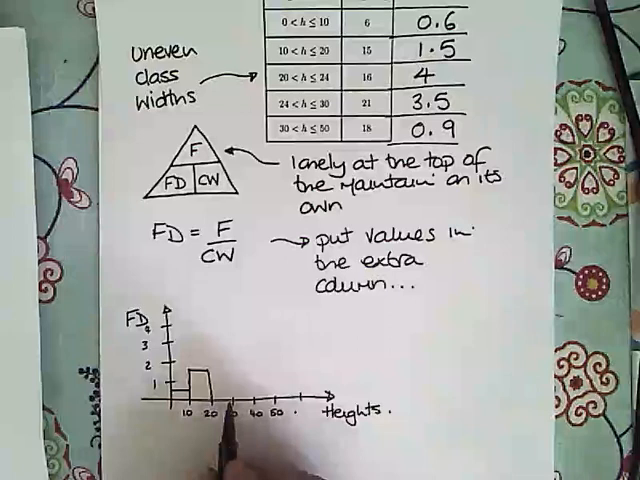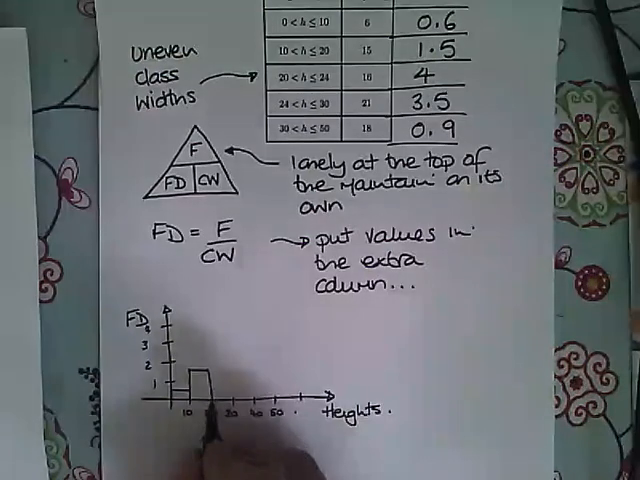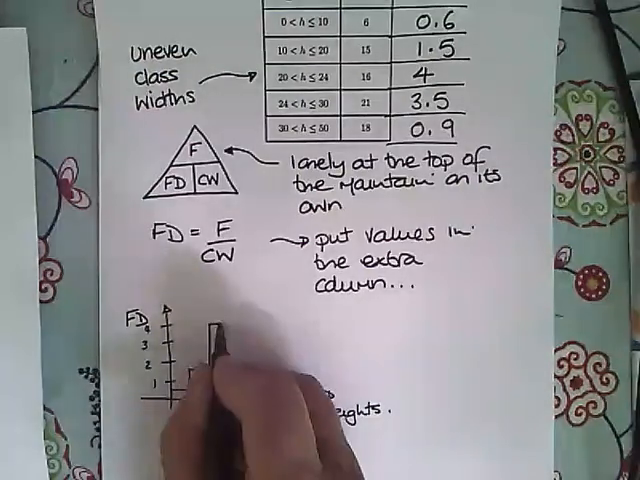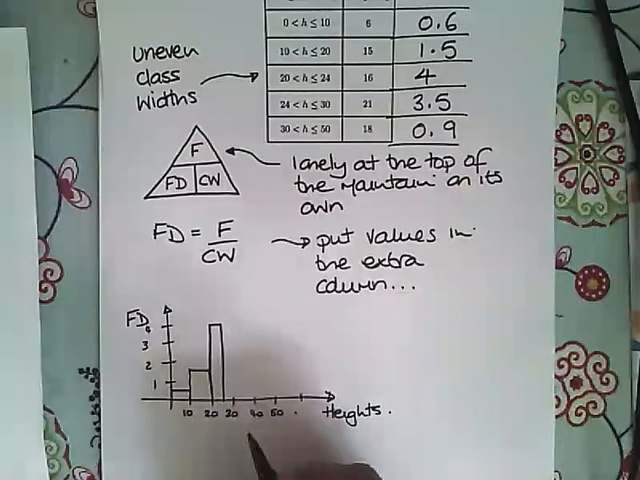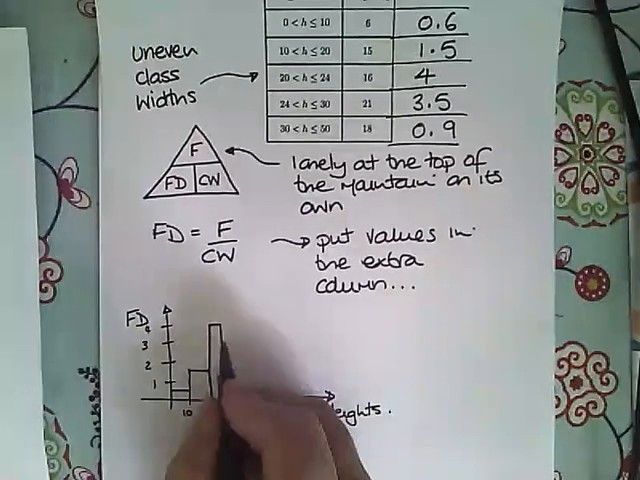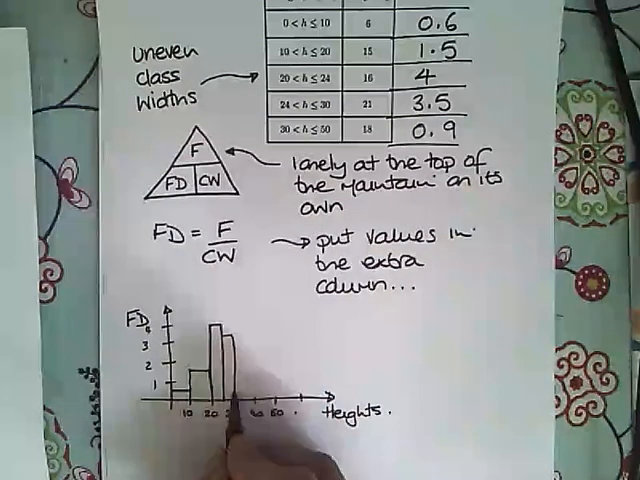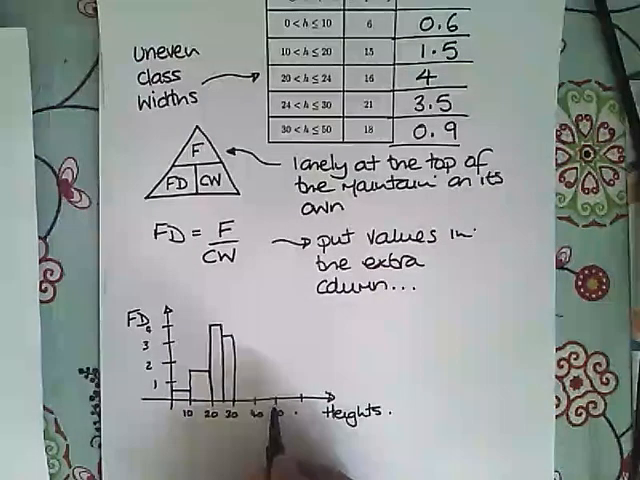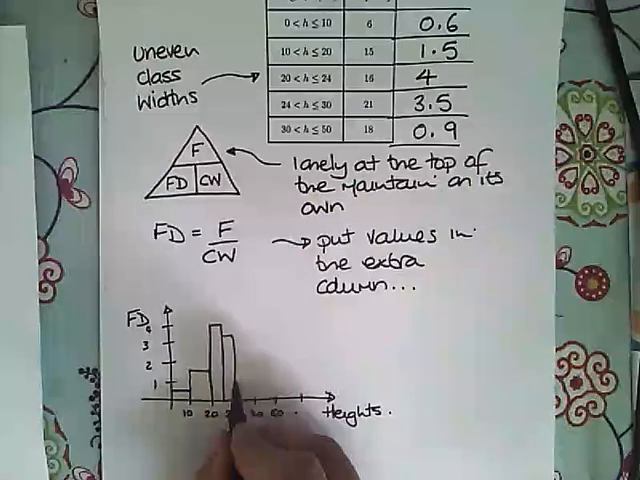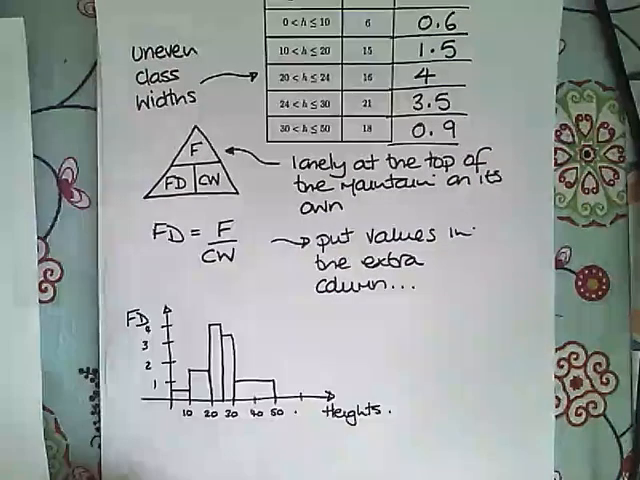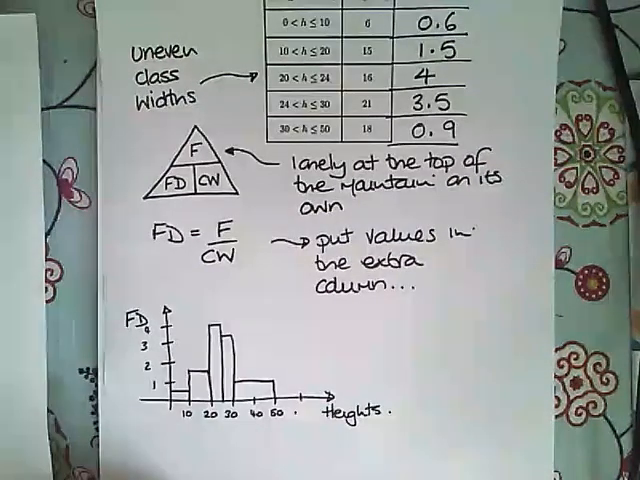Then we've got our 20 to 24, and that goes up to 4. So that's just a tall, narrow bar. Then the next one's 3.5, and that goes up to 30. And then 20 is the next class interval, and that bumbles along at 0.9. Okay, so that's what it would come out roughly looking like.